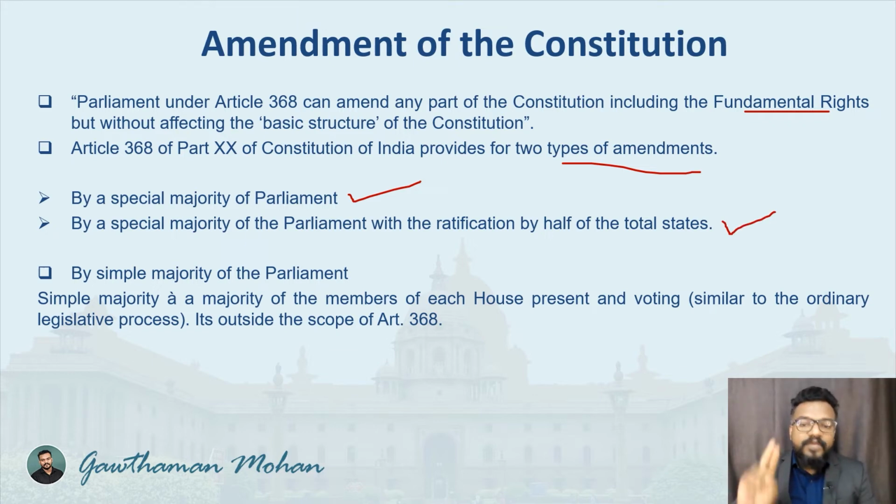So these are the two important types of amendments which are actually enshrined in Article 368 of the Constitution. But there is another way of amendment also, that is by simple majority of the Parliament, but they have not included that in the Article 368. The simple majority is a majority of the members of each house present and voting, similar to the ordinary legislative process. But the thing is, it is outside the scope of Article 368 of the Constitution.